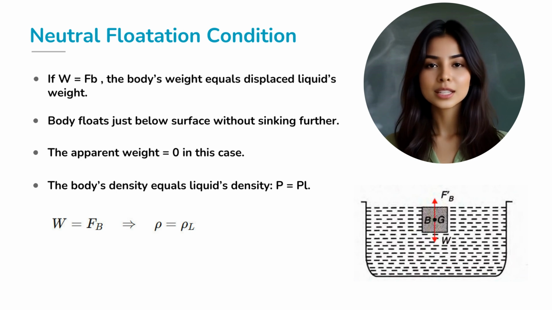Now, the second case. If the weight of the body exactly equals the buoyant force, W equals Fb. In this condition, the body floats just below the surface of the liquid. Its apparent weight becomes zero because the liquid fully balances its weight. This means the body's density is equal to the liquid's density. Rho equals rho L. Think of an egg in pure water. It neither rises fully nor sinks completely. It hovers in between. That's neutral flotation.